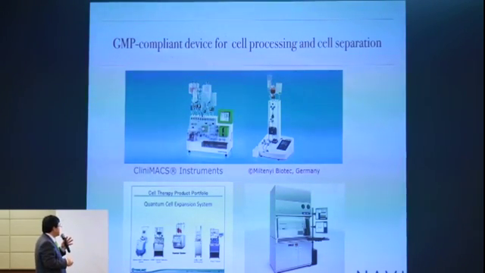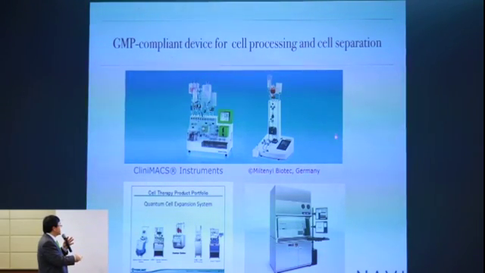And the other machine example shows that the BD company has a machine named FACSAria. They use the mechanism of fluorescence conjugated with antibody to catch the cells we want. But this machine is not approved by FDA yet, so this machine cannot be used in clinic.